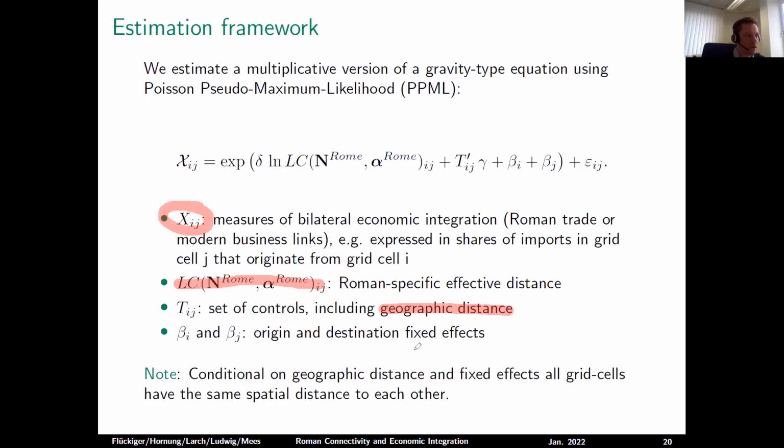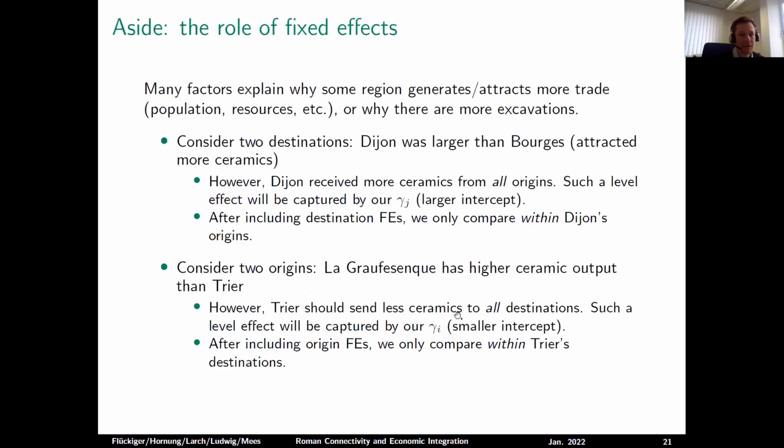But what's most important, at least from an empirical perspective in a trade model, is that we have origin and destination fixed effects. Why should we care about that? Because it's clear that certain places are different than others, right? So many factors could explain why some regions attract more terra sigillata. Could be that this is London, it's a major hub, right? Obviously, we will find more terra sigillata potsherds from any production center. And this is not what we want to measure, right?